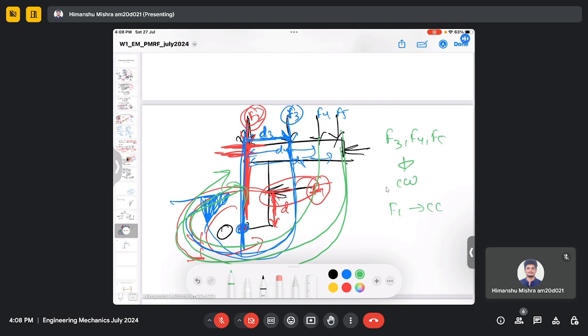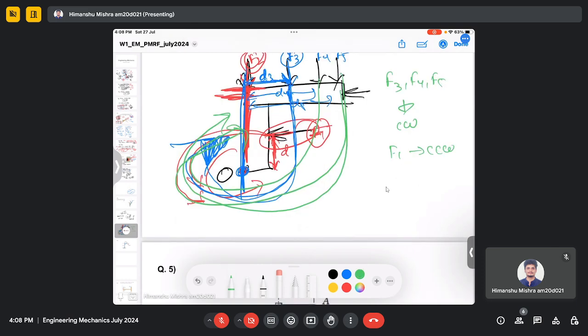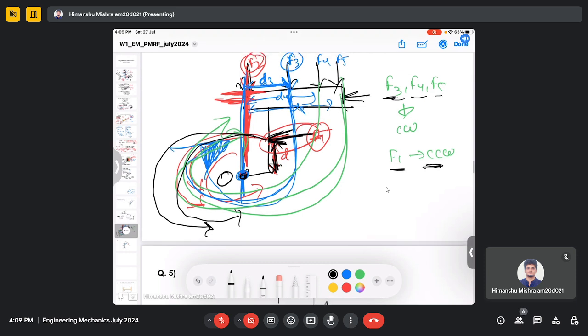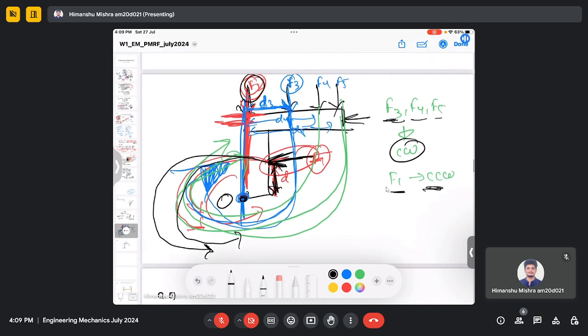F1 has the counterclockwise movement, right? Because this is F1 and this is the perpendicular distance from F1 to point O, and you can see it is rotating counterclockwise about point O. This is your point O. So the direction of movement from F1 is counterclockwise, and the direction of movement from forces F3, F4 and F5 is clockwise, and no movement from the F2 force occurs because there is no perpendicular distance at all.